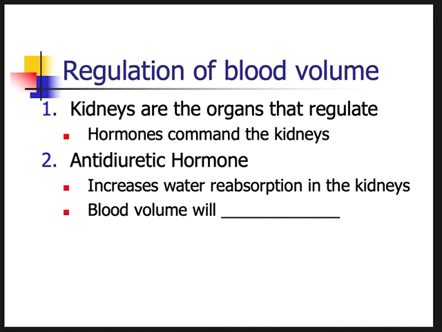So hormones are going to command the kidneys what to do. Antidiuretic hormone is going to tell the kidneys to hold on to water. So reabsorption of water in the kidney so that it does not go into the urine, but rather it goes back into the blood. So if you add water into the blood, your blood volume is going to increase. At the same time, the volume of your urine will decrease. Okay.